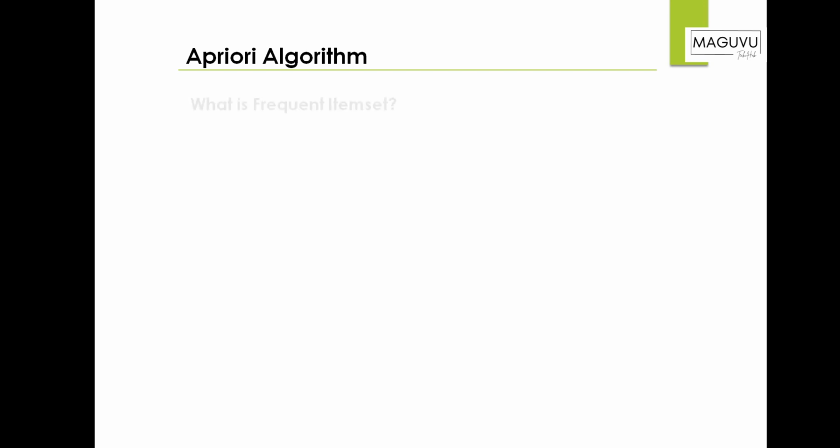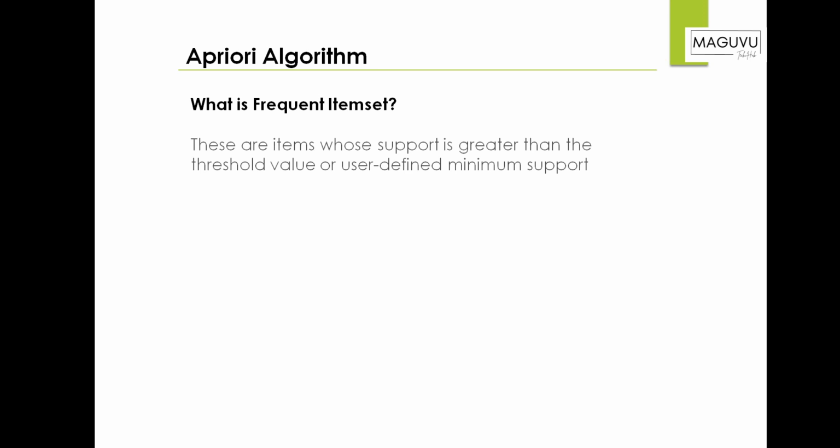What do we mean when we are talking about frequent item sets? Basically, we are talking about item sets whose support is greater than or equal to the user-defined minimum support.